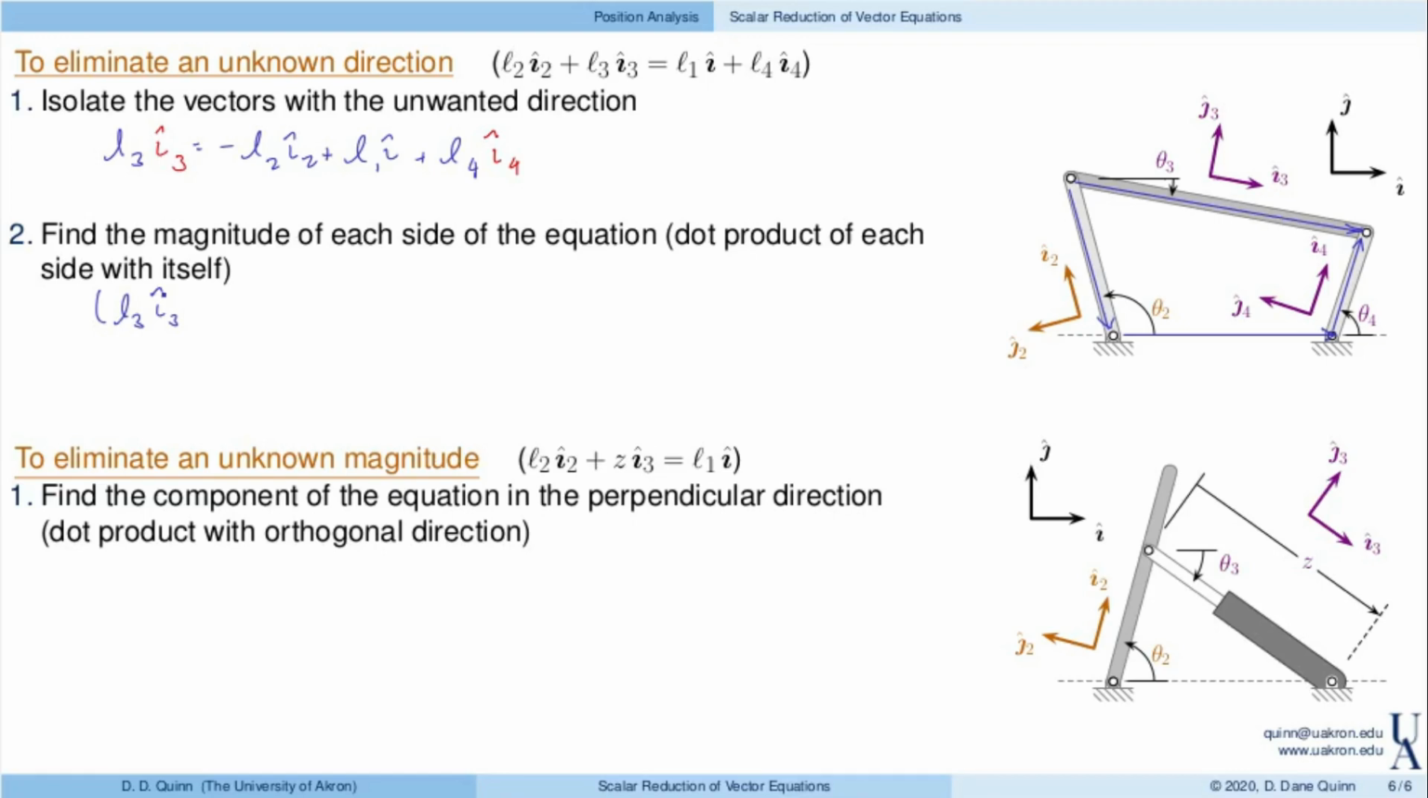L3 I3 dot L3 I3 equals the magnitude of the right-hand side. So I'll take L2 I2, L1 I, L4 I4, and I'll dot that with itself.